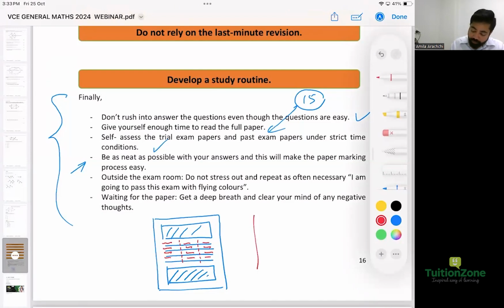Otherwise, what usually happens is you write here, then realize, hang on, no space. Then you write somewhere here, somewhere there. That's not the way. So take every possible step to keep it neat. There are certain scenarios, maybe if you've done it wrong, you cut that off and redo it. That's fine. But try to keep it neat in every possible way.